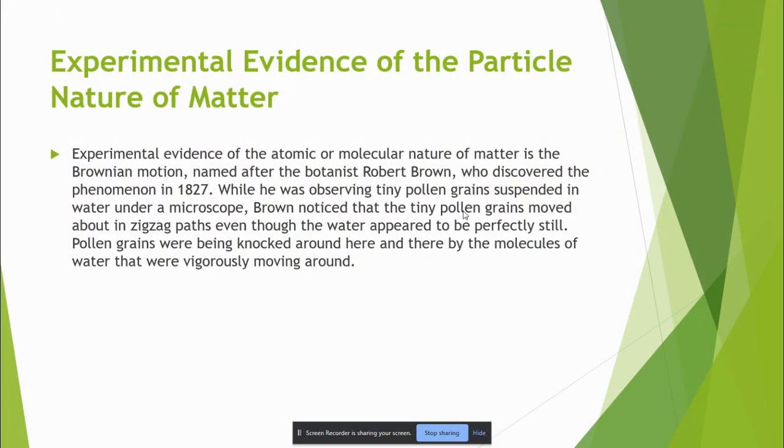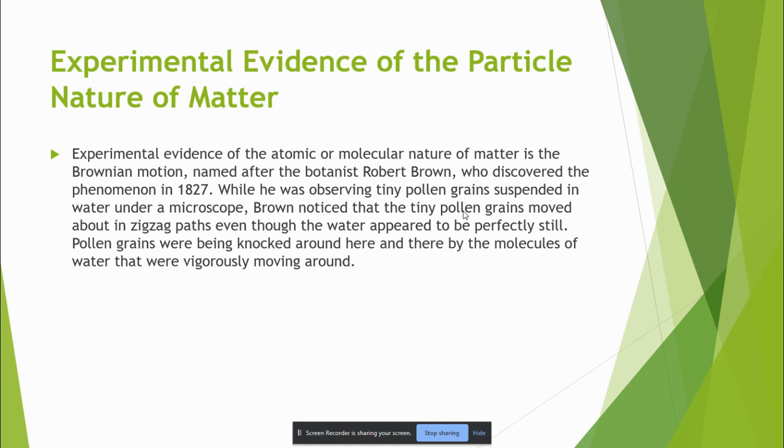So from there we have experimental evidence of the particle nature of matter. This is like an experiment. You may not pay so much attention here, but let's just look at this. Experimental evidence of the atomic or molecular nature of matter is the Brownian motion. It's a motion, the random motion assumed by the particles of matter. It was discovered by a man called Robert Brown, and they named it after him, Brownian motion.